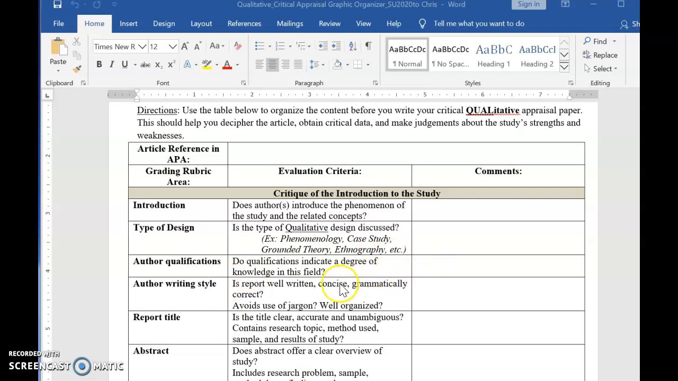Then the next question is, do qualifications indicate a degree of knowledge in the field? For this one, you really want to be able to look at the credentials of the authors. Do they have a PhD?